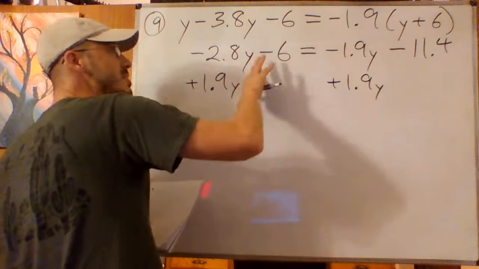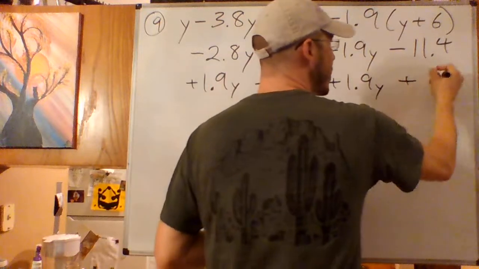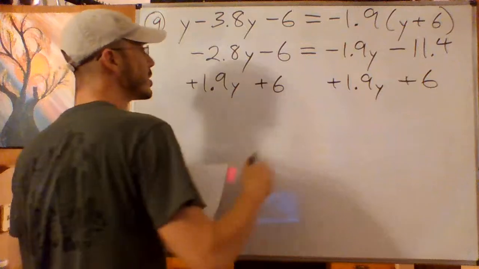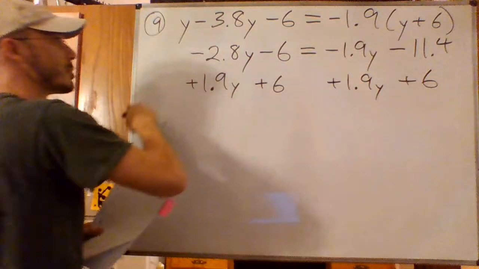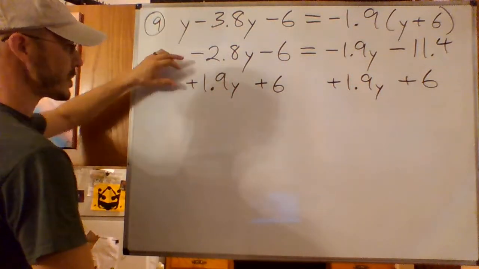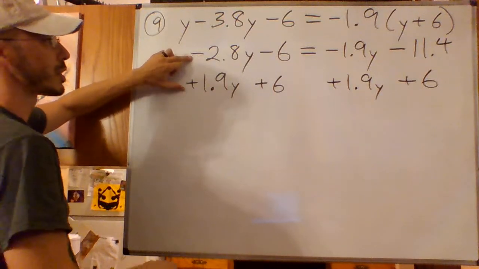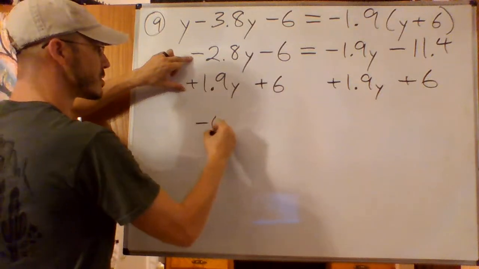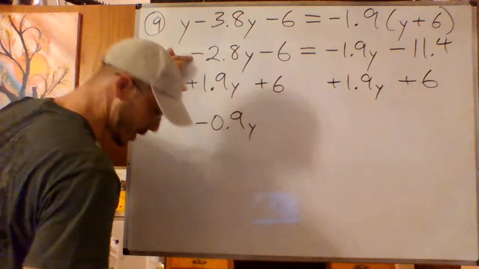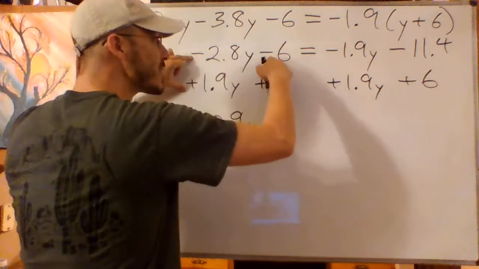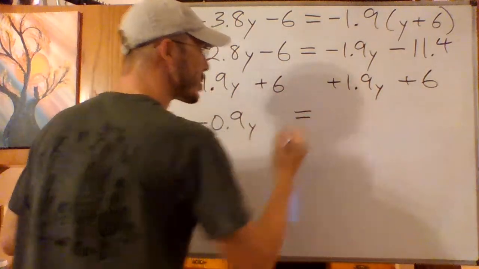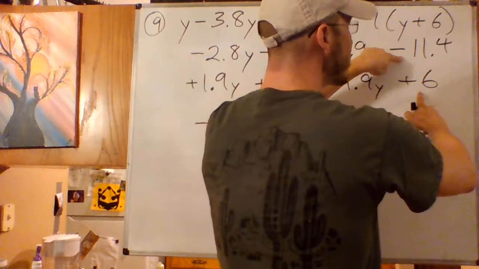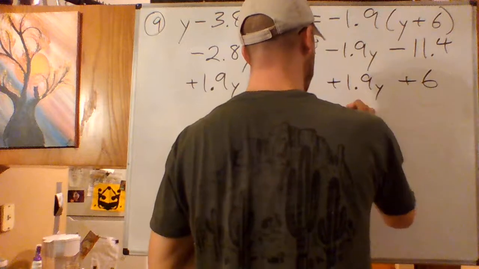And then this number, I want to get over there. So we'll have variables and numbers. Well, let's go from left to right. Negative 2.8y plus 1.9y is negative 0.9y. It's probably a good place to use a calculator. Plus 6 minus 6 is nothing. That was why we did that. But that's equal to, these cancel, negative 11.4 plus 6 is negative 5.4.